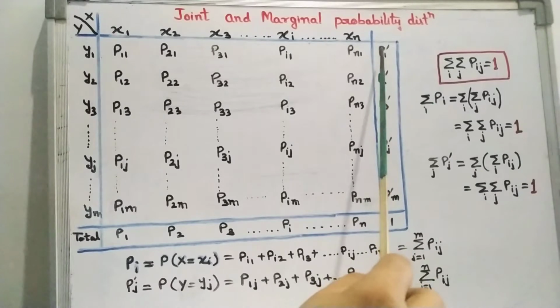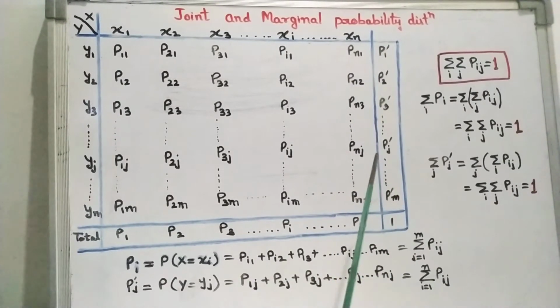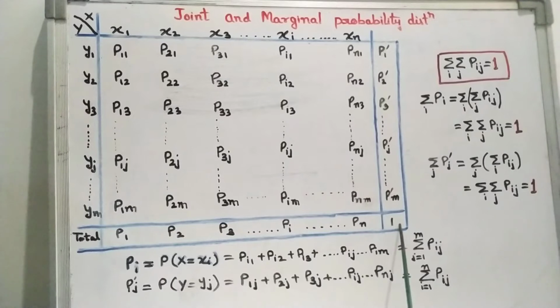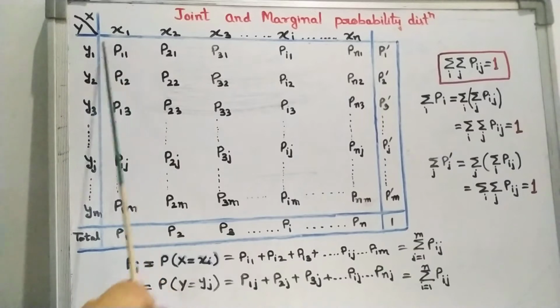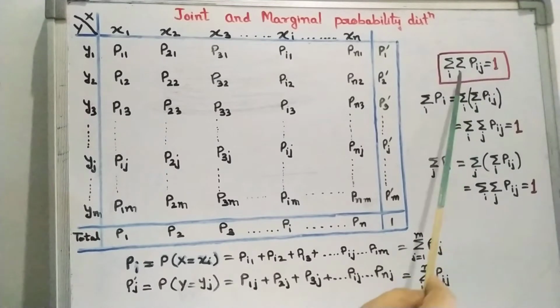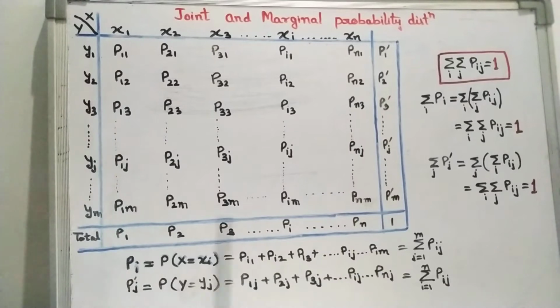This probability will be the sum of all these probabilities, we will get the p1 dash probability. Similarly, if you add this column, you will get 1. From here also, if you add all these values, you will get 1. Because this is a probability table, the total inside is 1. That means the summation of pij, where both i and j vary, is equal to 1. And the sum of these marginal probabilities is also equal to 1.